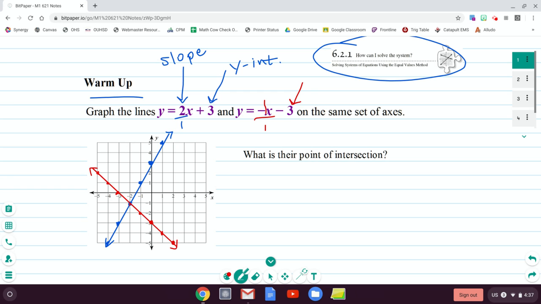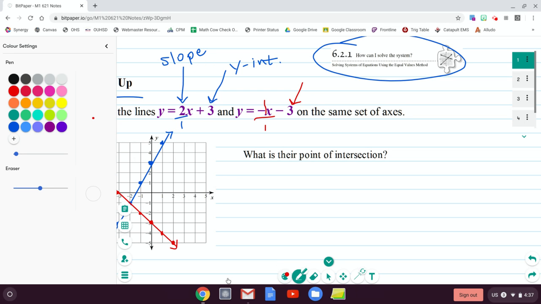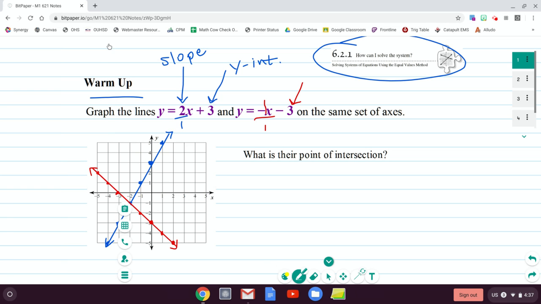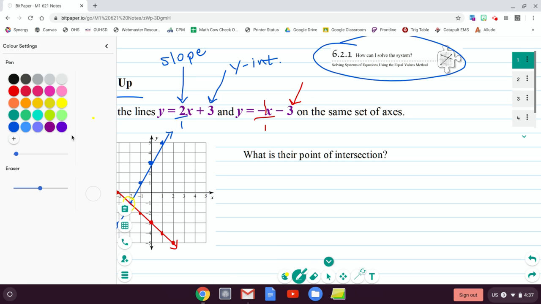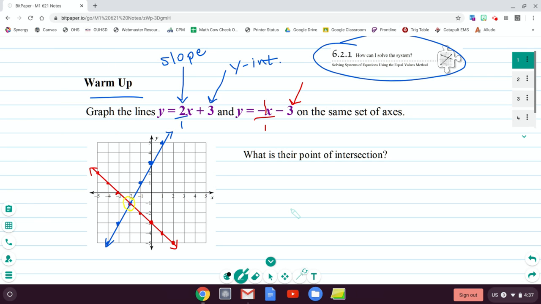So now let's answer that question. What is their point of intersection? Where do these 2 lines intersect? Let me get yellow. Okay, so it looks like right here, that's our point of intersection, right? And what point is that at? That is at, looks like -2, -1.